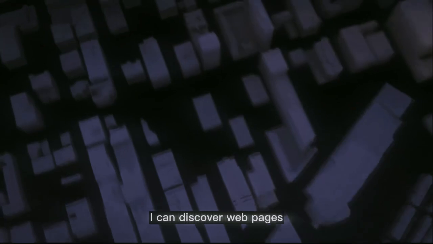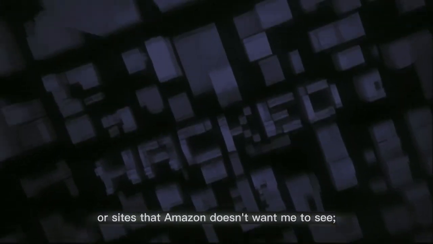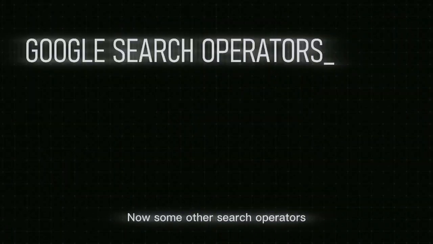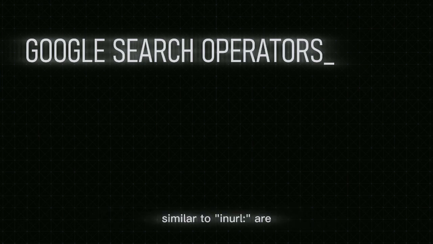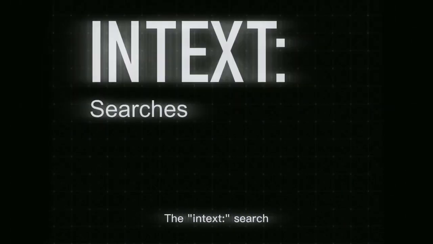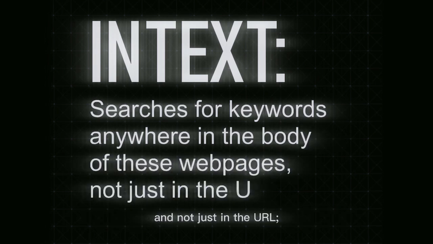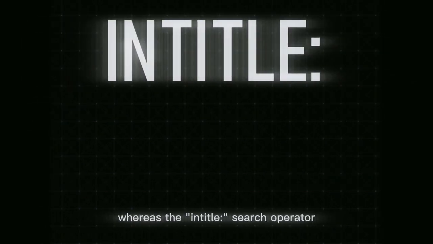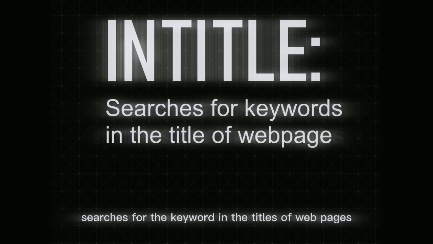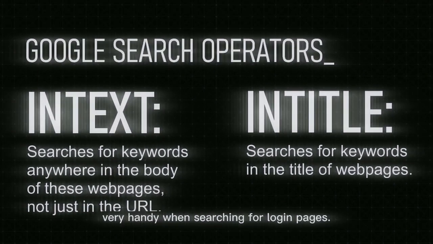Now why would I search for that? Well, so hopefully I can discover web pages or sites that Amazon doesn't want me to see, and find potential vulnerabilities. Now some other search operators similar to inurl are intext and intitle. The intext search operator will search for the keyword admin anywhere in the body of web pages and not just in the URL. Whereas the intitle search operator searches for the keyword in the titles of web pages, which may come in very handy when searching for login pages.